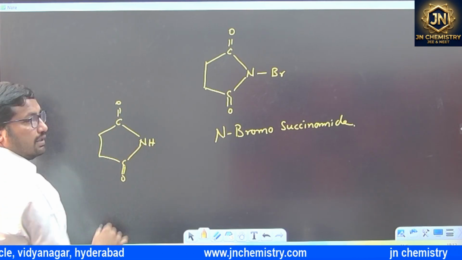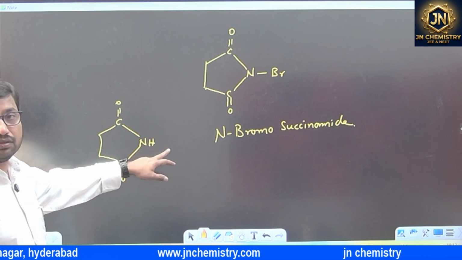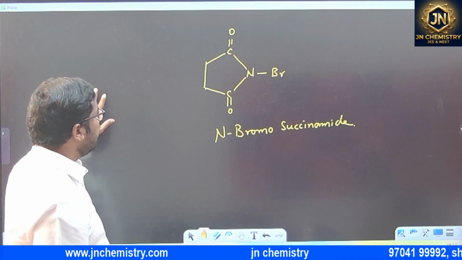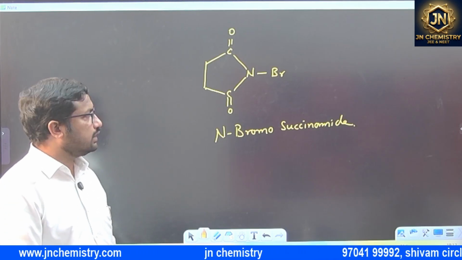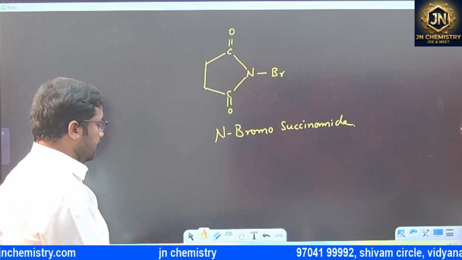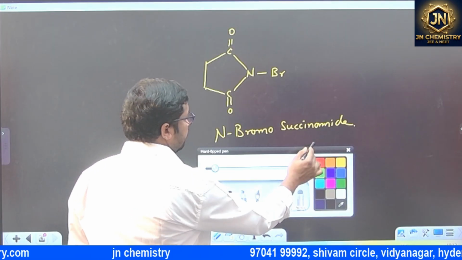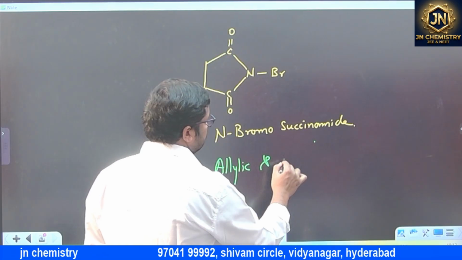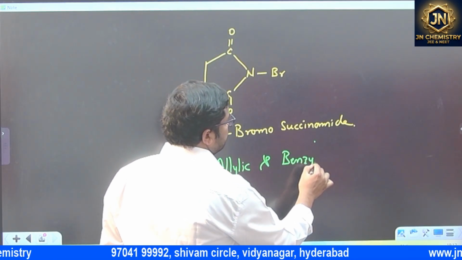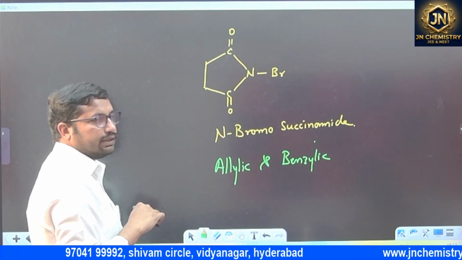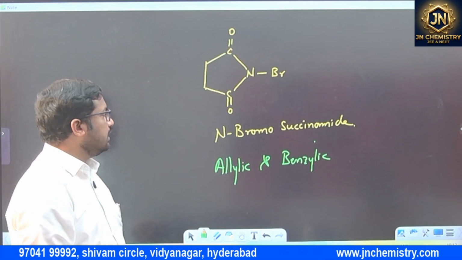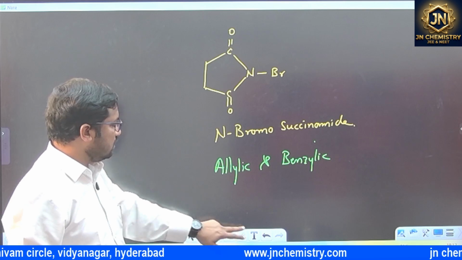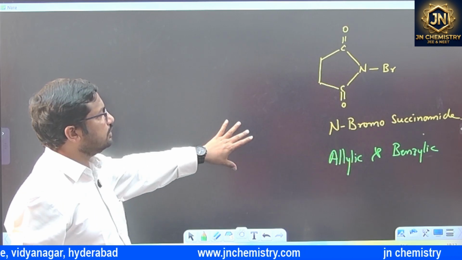This is N-bromosuccinimide. If you are adding the bromine, so NBS, here is allylic bromination, allylic and benzylic. Write it down. The important thing is allylic and benzylic positions, where we generally add bromine or chlorine. Here it is bromine, obviously, at allylic and benzylic positions.